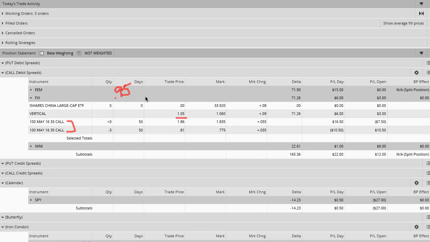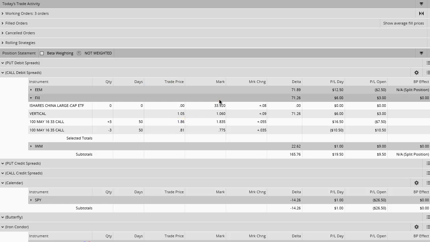So half of that $95 is basically $47.50, and again, we'll just round down. You don't have to be exact with $47.50, but let's just say we want to add $47 of value to this contract. So if the contract starts at 105, we add the $47 of value. We're looking to close this trade when the value of this contract goes up to 152.